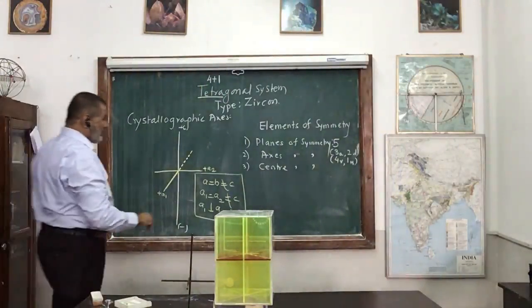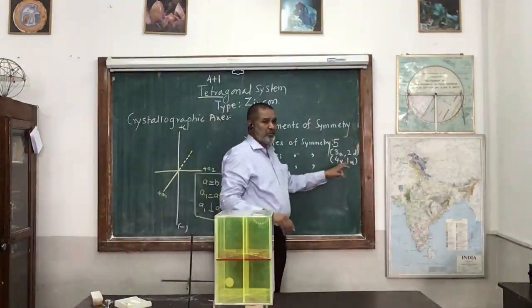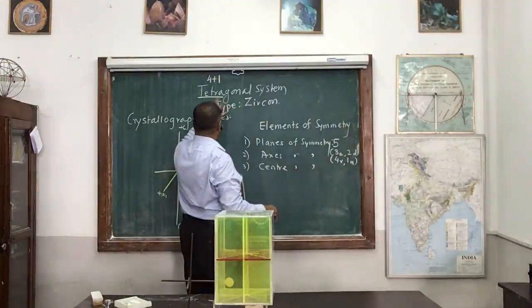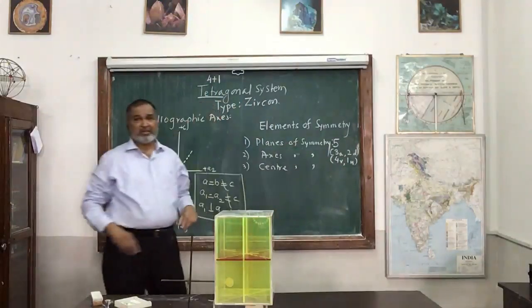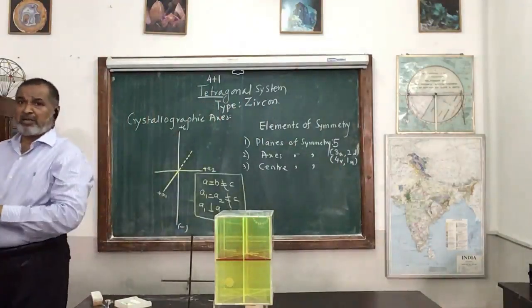So normally remember this: 4 vertical, 1 horizontal. That is the easy way, because tetragonal is 4 plus 1. So 5 planes are there.